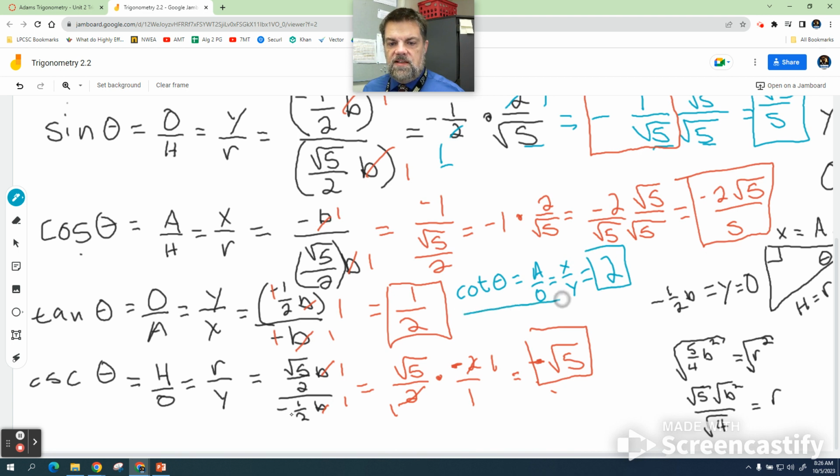Okay, so that's cotangent. And then somewhere down here, I'm going to say secant, which is the reciprocal of cosine, is going to be the hypotenuse over the adjacent, which is the radius over x, which is this stuff right here. If we do all this math, we'll end up with this number right here. So it'll be negative root 5 over 2.